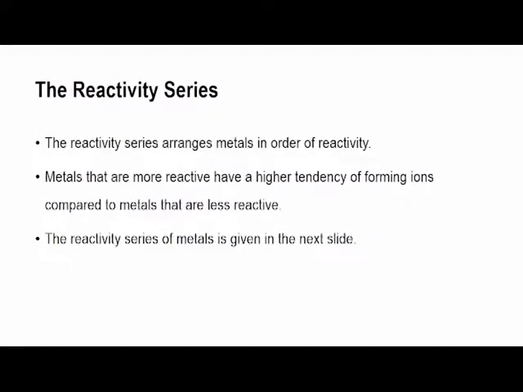Then you move to the reactivity series. The reactivity series is the arrangement of metals in order of their reactivity, although we are also finding some non-metals there. For example, hydrogen and carbon, we find them there, but they are there for a particular reason. Metals that are more reactive are at the top of the reactivity series, and metals that are less reactive, up to the unreactive ones, are at the bottom of the reactivity series.